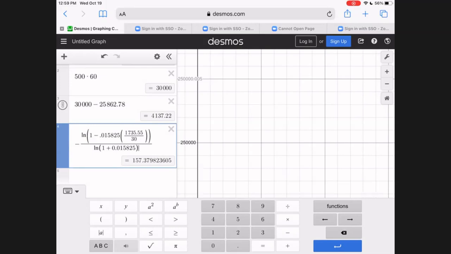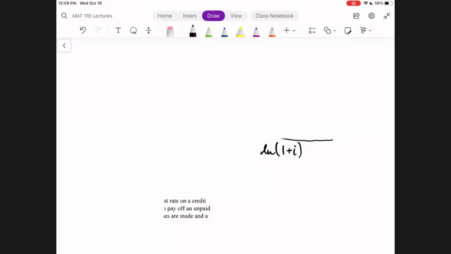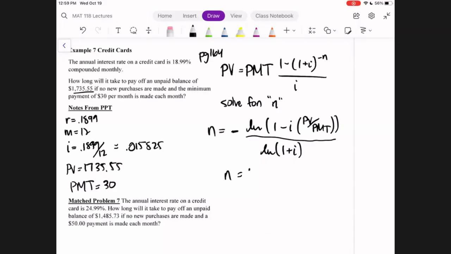So this is ridiculous. I'm sorry, but never pay off just the minimum. If you want to do that, fine, but you'll see how long this is taking, right? We get 157.37, so 158 months.